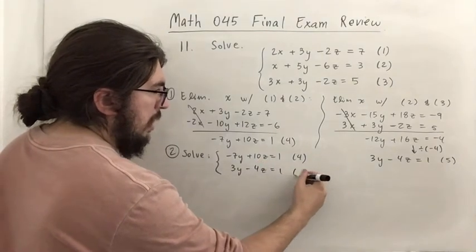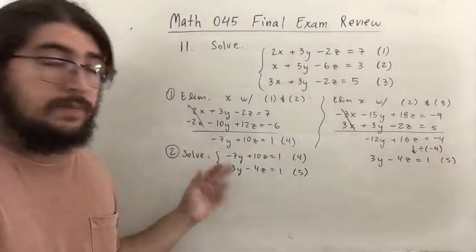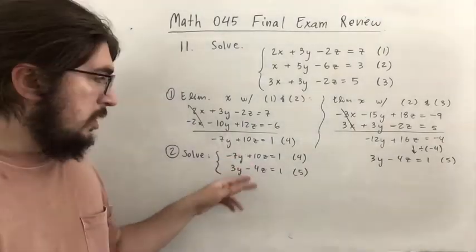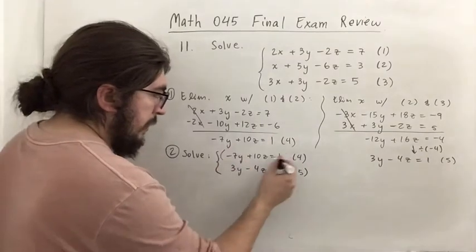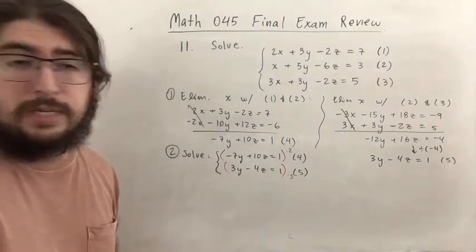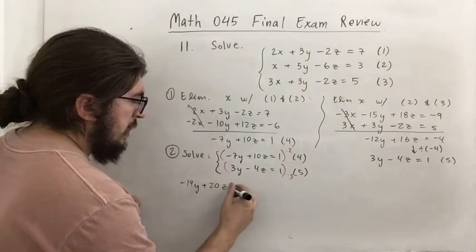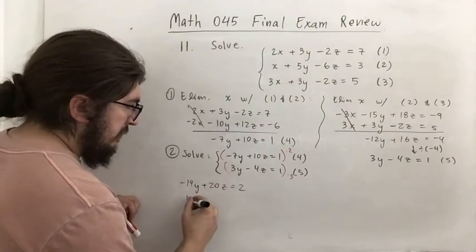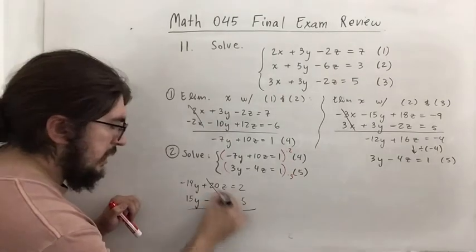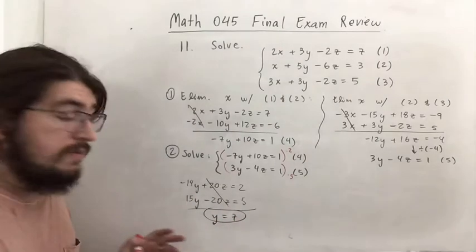So now maybe here it's a little more obvious what we can eliminate. Of course, we can multiply the top by 3, bottom by 7 to eliminate y. But I think it'd be easier to eliminate z by multiplying the top by 2 and bottom by 5. So let me write that. Multiply the top by 2 to get 20z, bottom by 5 to get negative 20z. So those will cancel. In doing that, we get negative 14y plus 20z is equal to 2. Bottom becomes 15y minus 20z is equal to 5. Adding straight down, the z's cancel like we said they would. We get y is equal to 7. So we have a part of our solution.